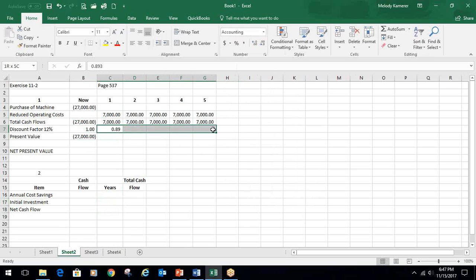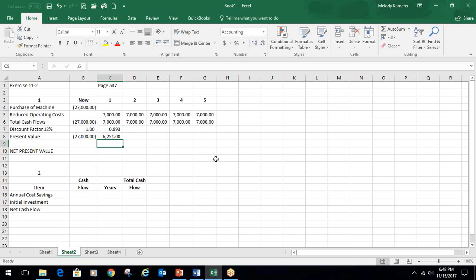I'm going to need to add another decimal place here. And so to calculate our present value, we're going to multiply our $7,000 cash flow by our discount factor. So we'll have equals this times this to get 6,251 as the present value of that $7,000.